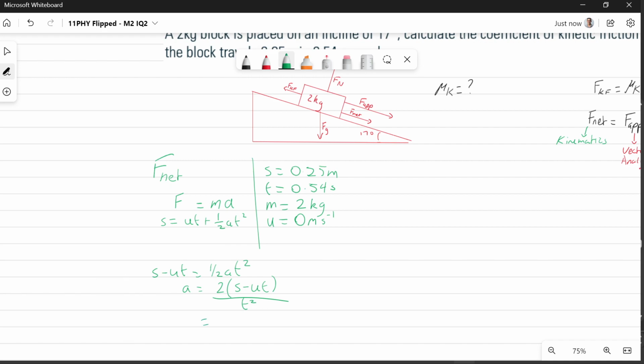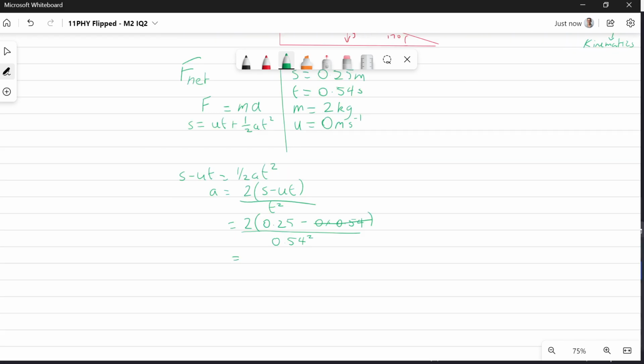So that's going to be equal to 2 times (0.25 minus 0 times 0.54). Something to note here is this entire term with U in it is going to cancel out because U is equal to 0. Then we can divide all of that by t squared, so 0.54 squared. To simplify all of that out, 2 times 0.25 is 0.5 divided by 0.54 squared. And the number that we should get is something in the ballpark of 1.71 meters per second squared. And that here is the acceleration of the block as it moves down the incline.